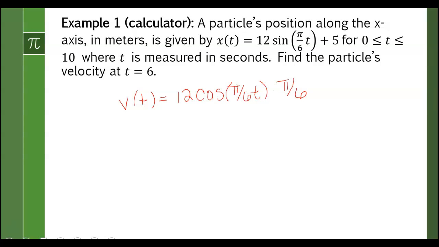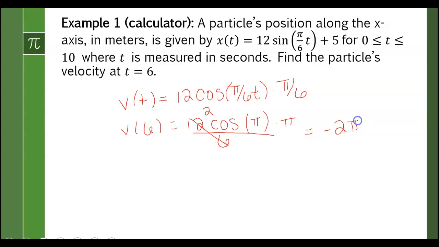So, that's what I was going to say. You can just kind of look at it. So, velocity is the derivative. So, it's 12 cosine of pi over 6 t times pi over 6, and then plus 5, where that 5 becomes a 0. So, v of 6 is really nice in this case because you get pi over 6 times 6, which just becomes pi. So that just becomes the cosine of pi. And again, you're dividing by 6 and multiplying by pi. So 12 divided by 6 became a 2. Cosine of pi becomes negative 1. So negative 1 times 2 times pi equals negative 2 pi.